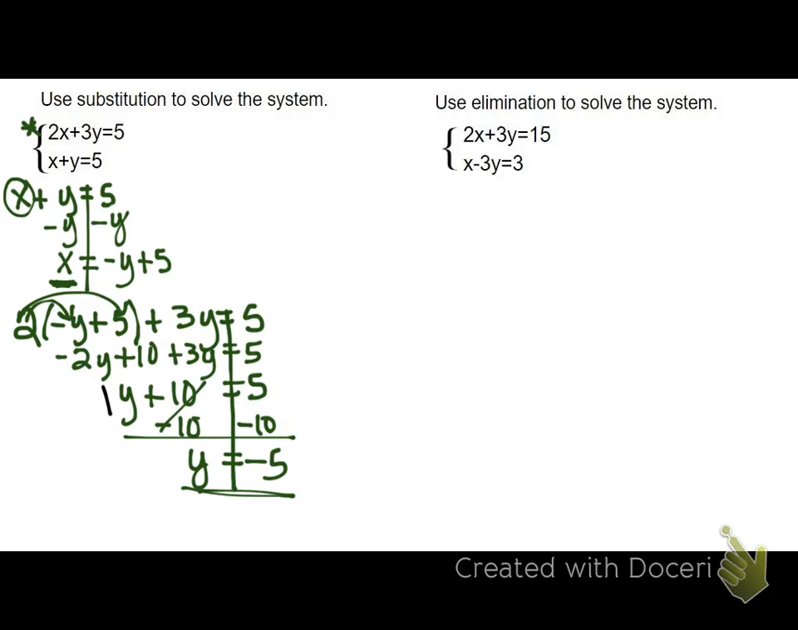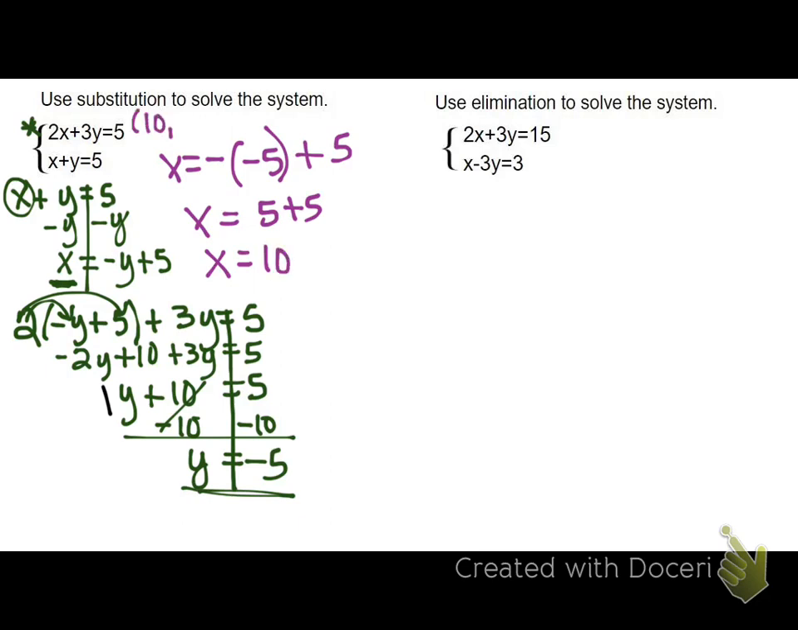So, y equals negative 5. What do I do with this information? Plug it into one of the equations. It doesn't matter which one: the top equation, the middle equation, or the equation I came up with. So I'm going to have x equals negative y plus 5. I substitute negative 5 for y, so two negatives make a positive: 5 plus 5, which equals 10. So my solution is 10 comma negative 5. Perfect, nice job.